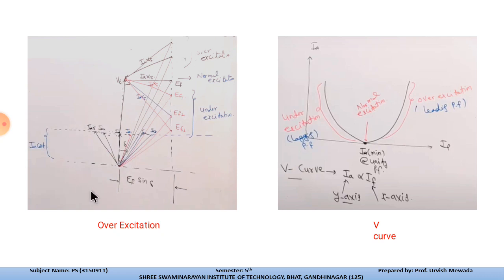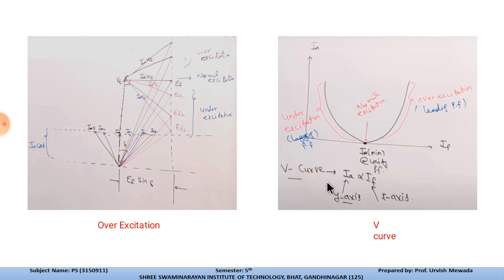In over excitation mode, we get this by exciting the rotor circuit with different field currents. Through these modes we can plot the V curve of the synchronous machine. So let us discuss the V curve. Here the V curve has Ia on the y-axis and If on the x-axis: on y we have the armature current, and on x we have the field current.